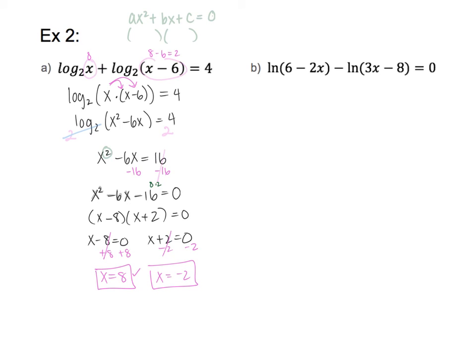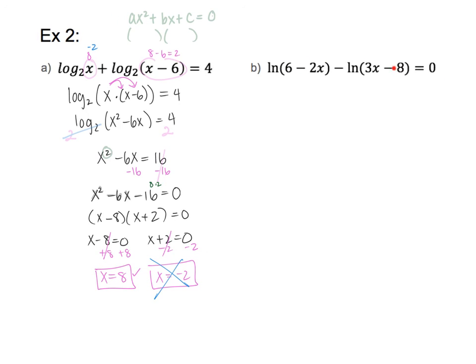If I plug in a negative 2 in for x here, that would be a negative number, right? And that's not good. Logs don't like negatives, so that negative 2 is not going to work. So x equals 8 is the only valid answer we have here. All right, so let's try this last one here.